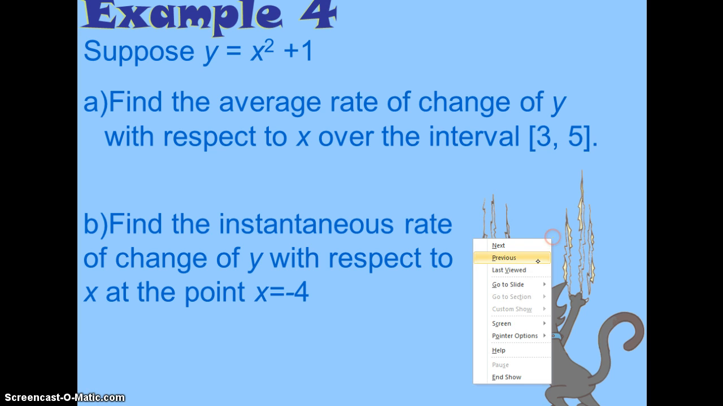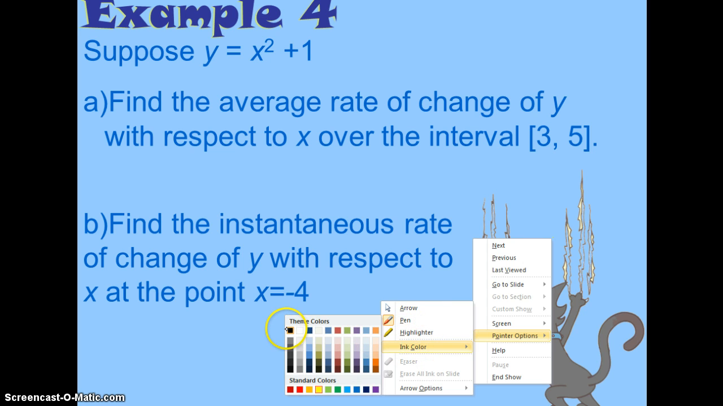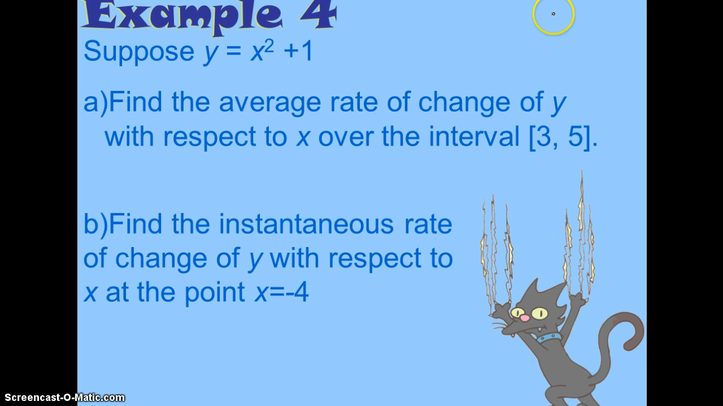Alright, so first thing they're asking for is the average. So average, I don't want to use this new handy dandy formula. I want to use pretty much our classic f of b minus f of a over b minus a. So f of 5 is going to be 26, minus f of 3 is going to be 10, over 5 minus 3.